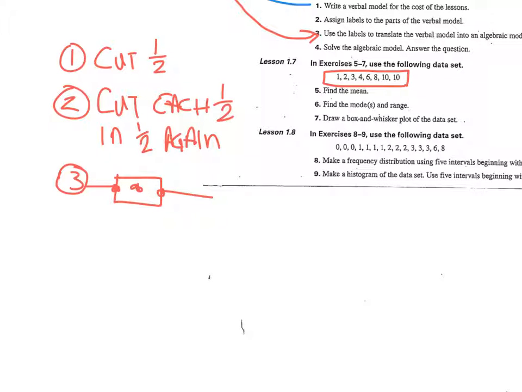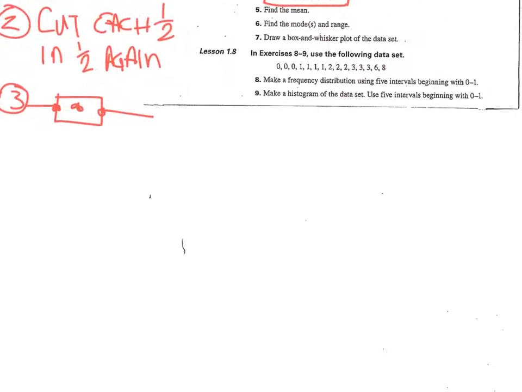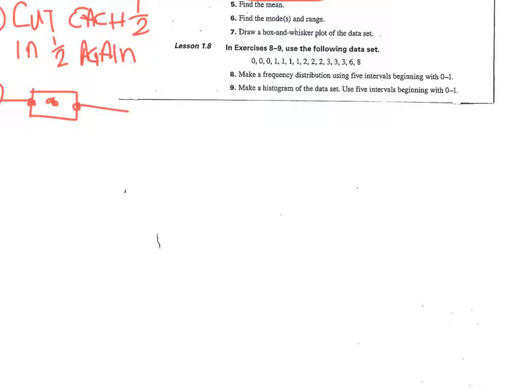And in number 8 and 9, wants us to use this information right here to make a frequency distribution table using 5 intervals beginning with 0 and 5. So our frequency distribution table is going to look something like this.